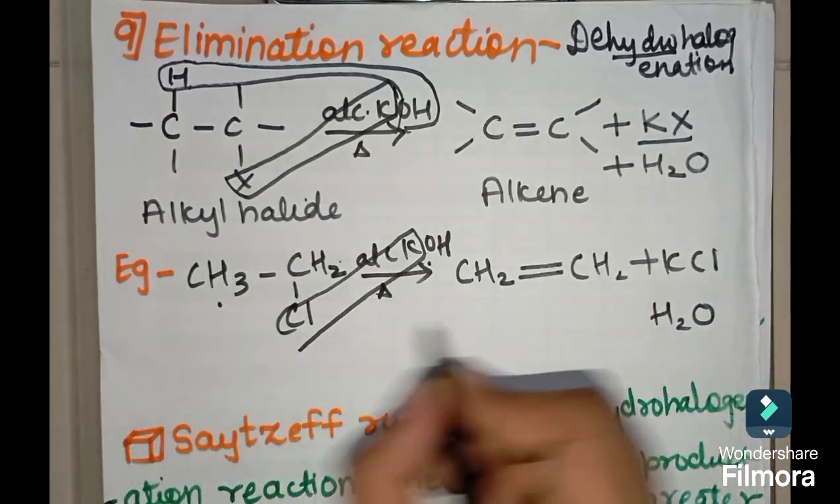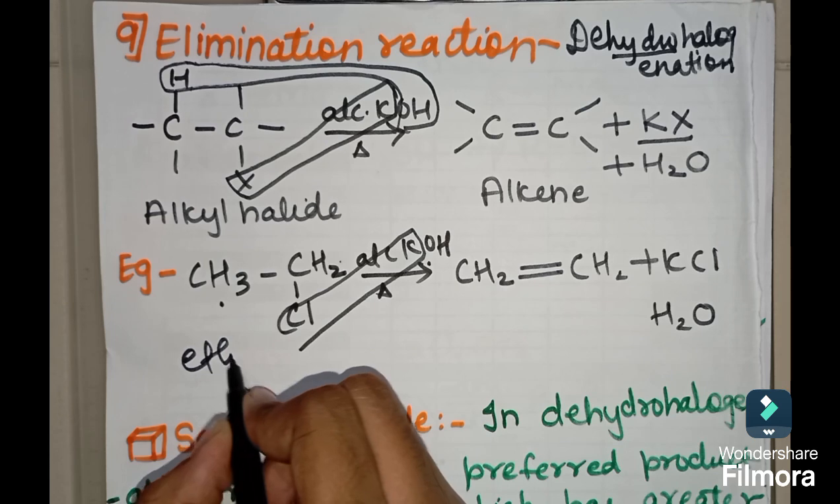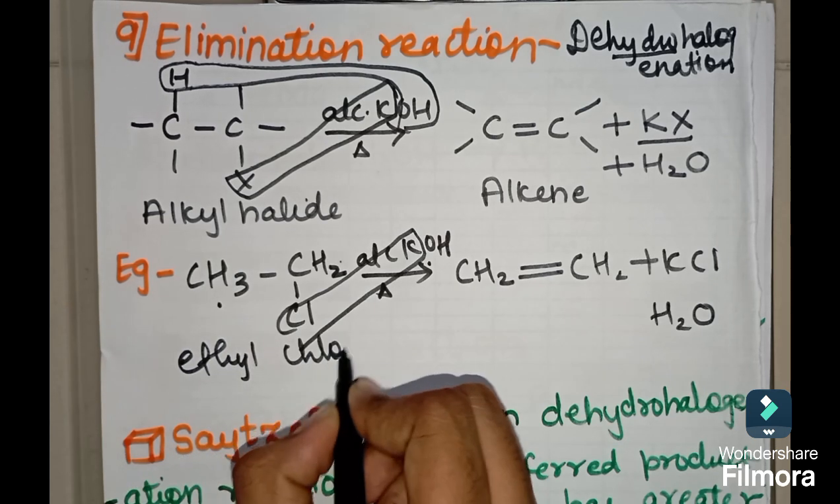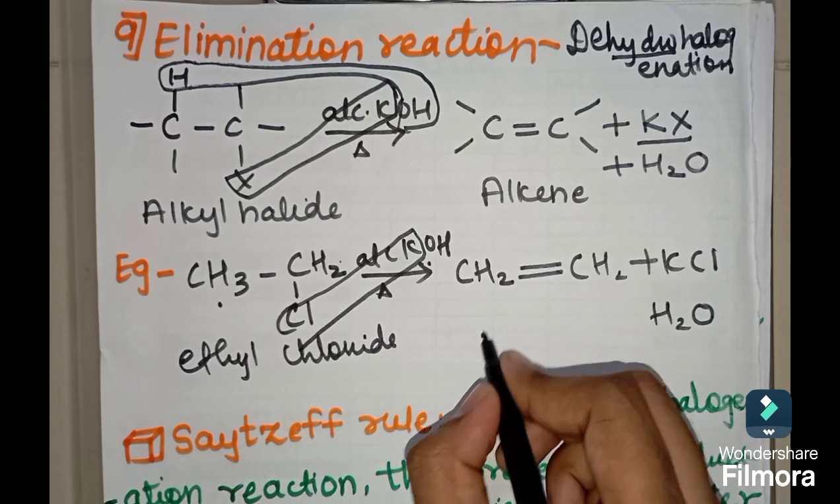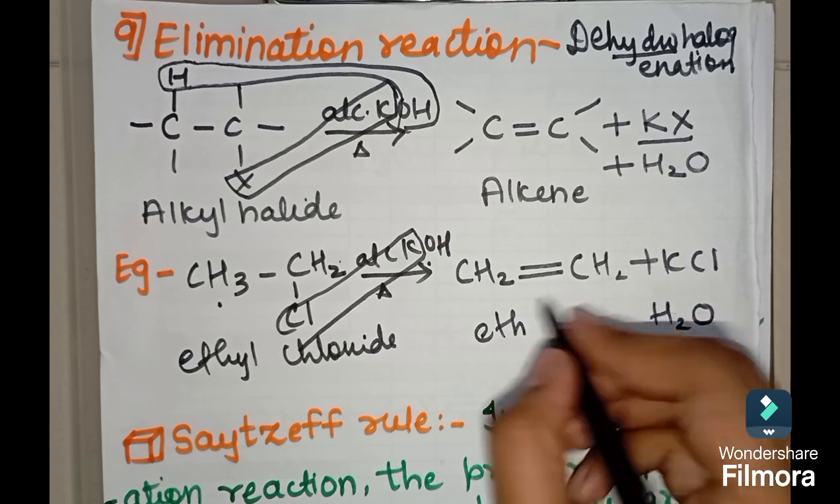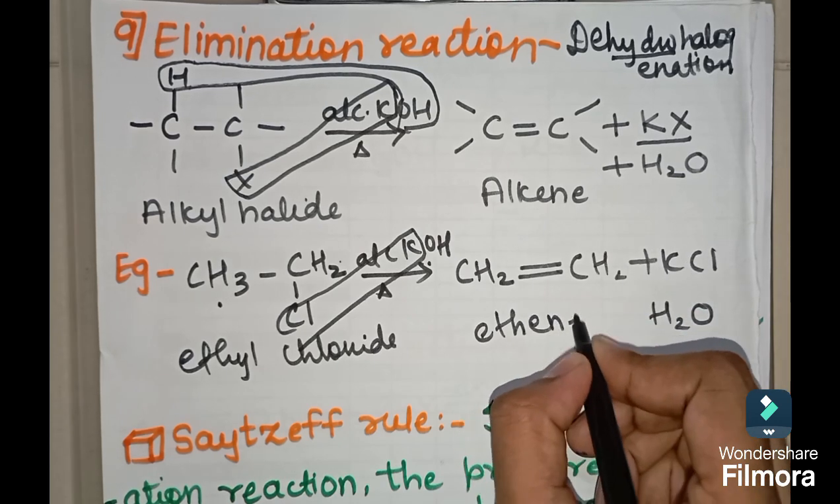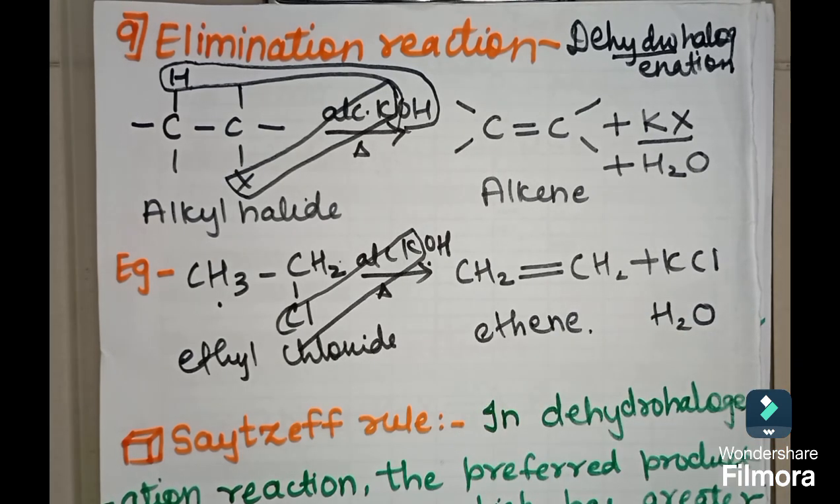Now this becomes ethene. So when ethyl chloride is heated with alcoholic KOH, it will result in the formation of ethene. So you can also prepare alkenes from these alkyl halides, and this reaction is known as dehydrohalogenation.